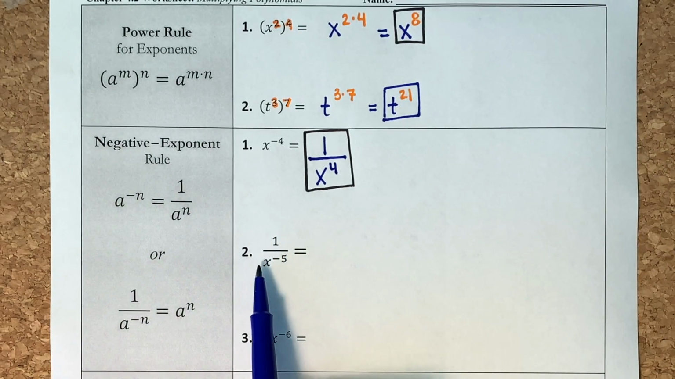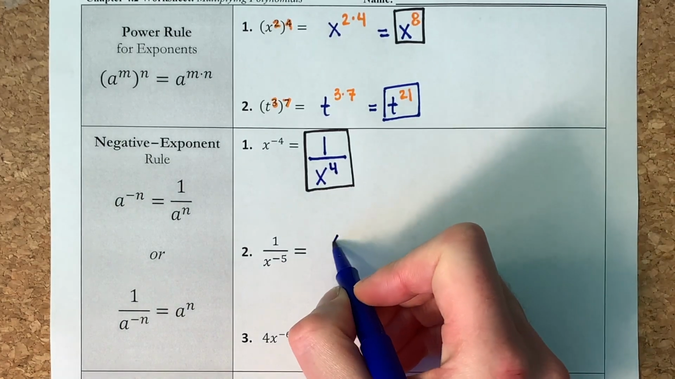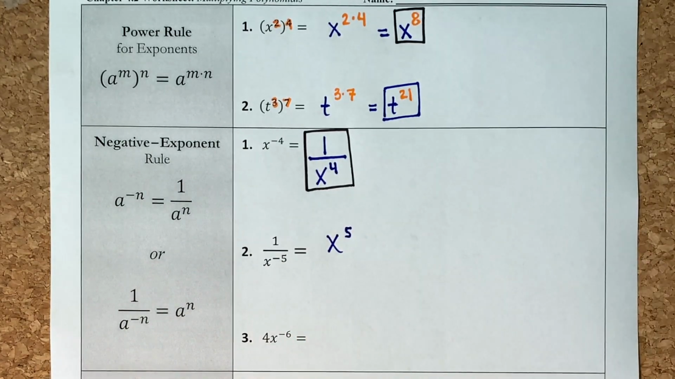So if we pick up this quantity and move it to the numerator, that will leave us with x to the positive 5th in the numerator. Now let's take a look at this.